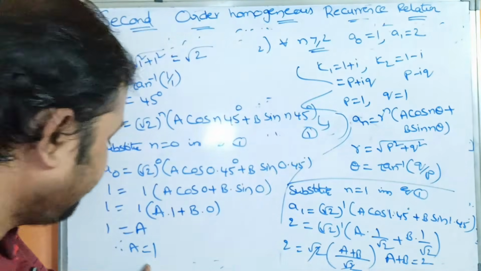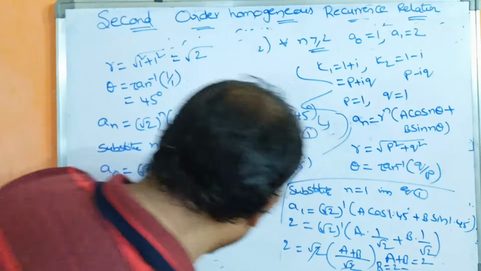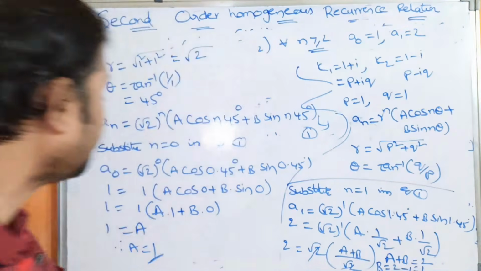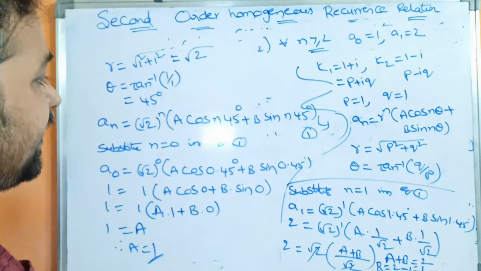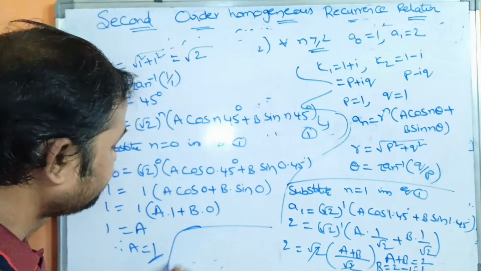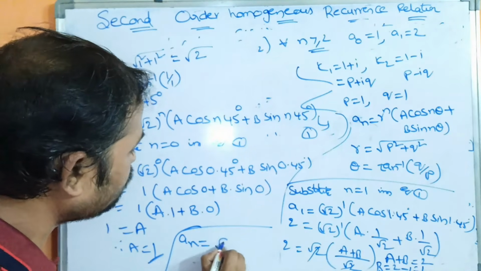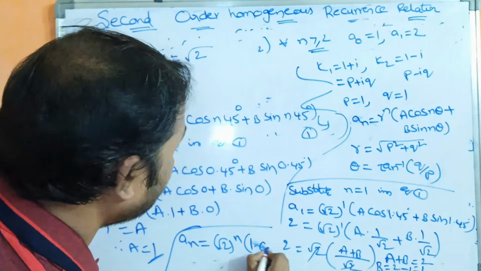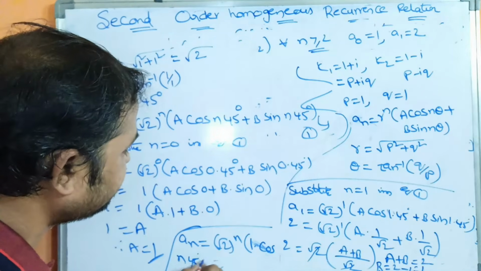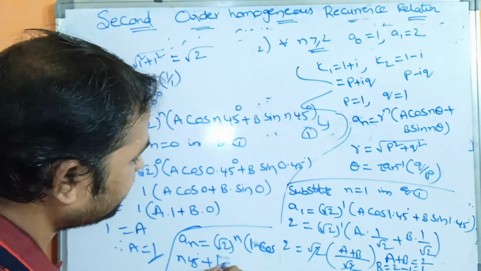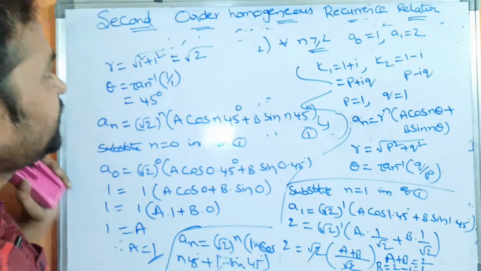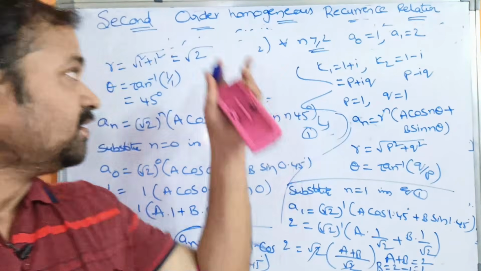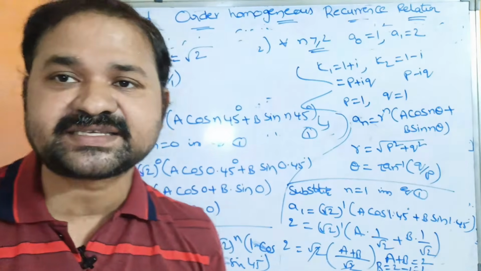Already we know A is equal to 1. So B is equal to 2 minus 1, so B is equal to 1. So the A value is 1 as well as the B value is also 1. Now we substitute A and B in the relation. So the general solution for the problem is a_n is equal to root 2 power n into (1 cos n 45 degrees plus 1 sin n 45 degrees). So this is the general solution for this problem. In this way we can solve any problem based on the second order homogeneous recurrence relation.